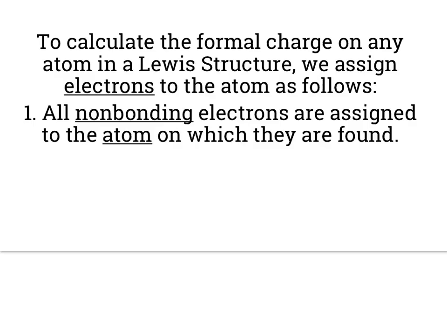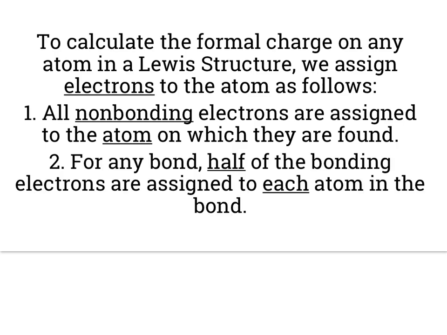Step 2. For any bond, half of the bonding electrons are assigned to each atom in the bond. We're basically keeping track of how many electrons each atom really can say is theirs, if you will. And in a bond, if they're equal, they're not really either one of them, so they just both get half.